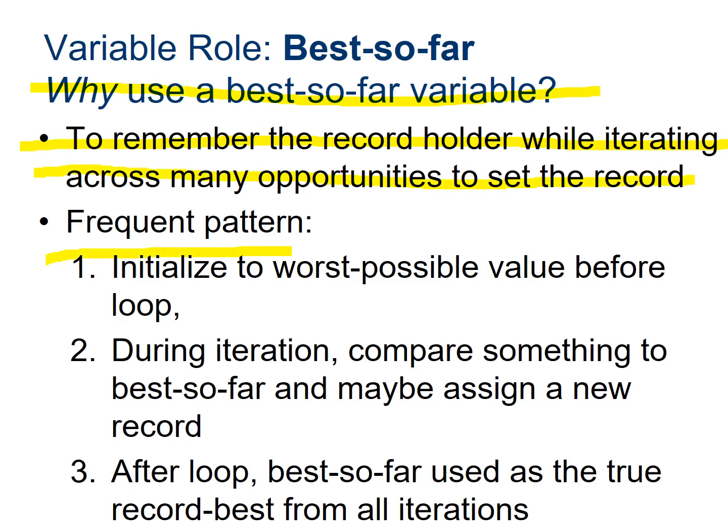Typically, we'll first initialize it to the worst possible value before the loop. So if it's a game where we're trying to score lots of points, the worst possible value maybe would be a -1. And then whoever plays the game first time is always going to get better than -1. So you go ahead and then reset it to that value. During the iteration, you compare it back to that bestsofar, and then maybe assign a new record. And then once you're done with the loop, the bestsofar is used as a true record from all of those iterations.